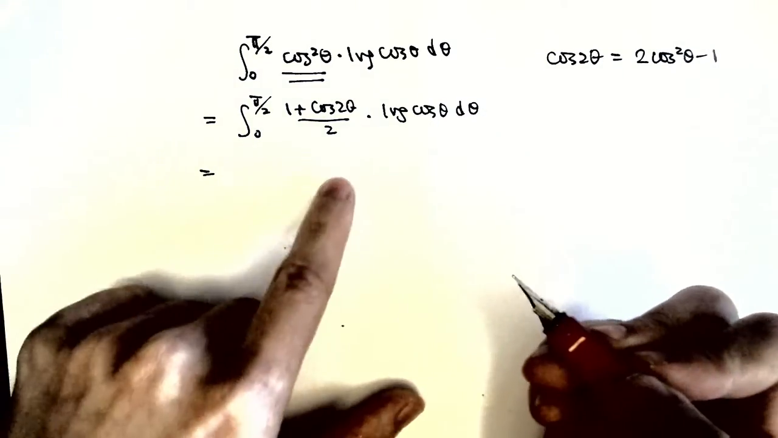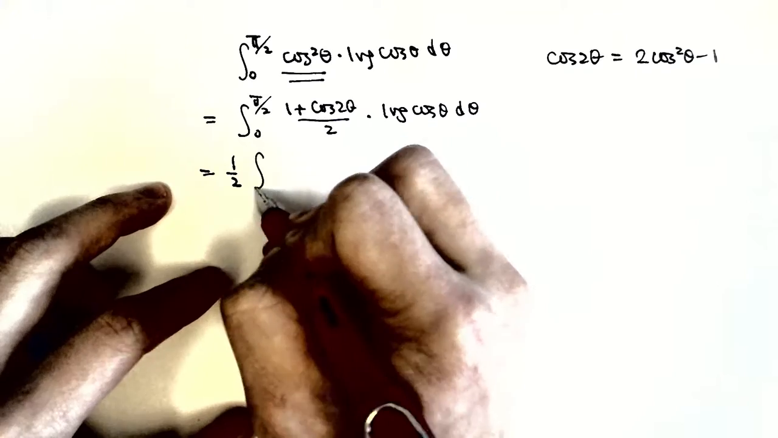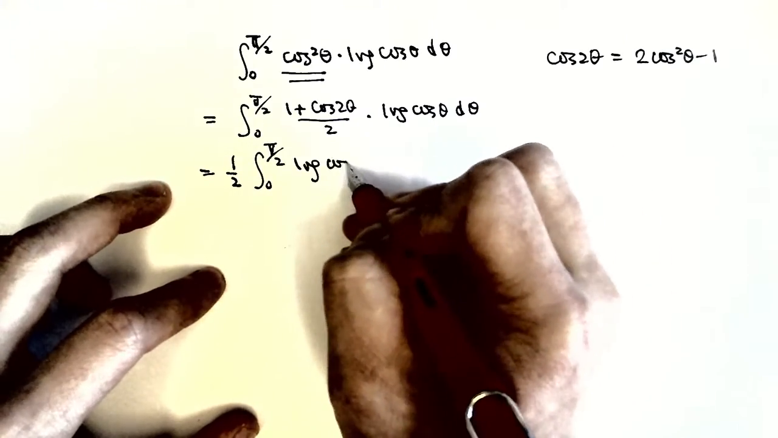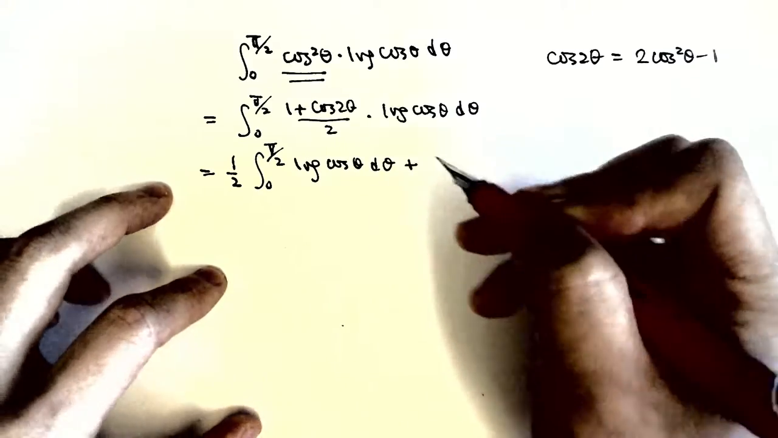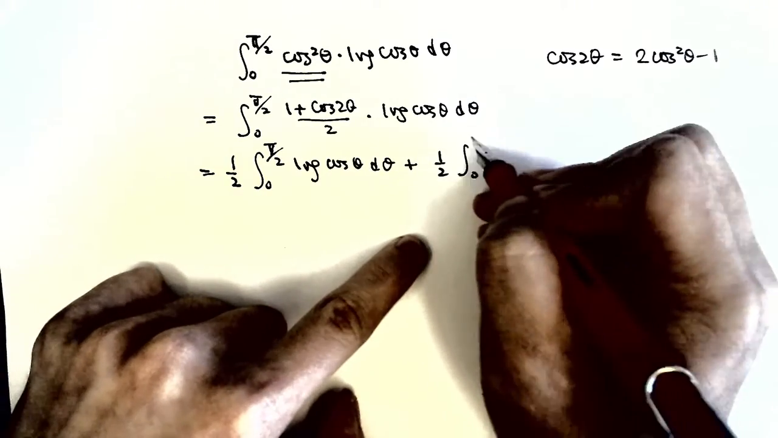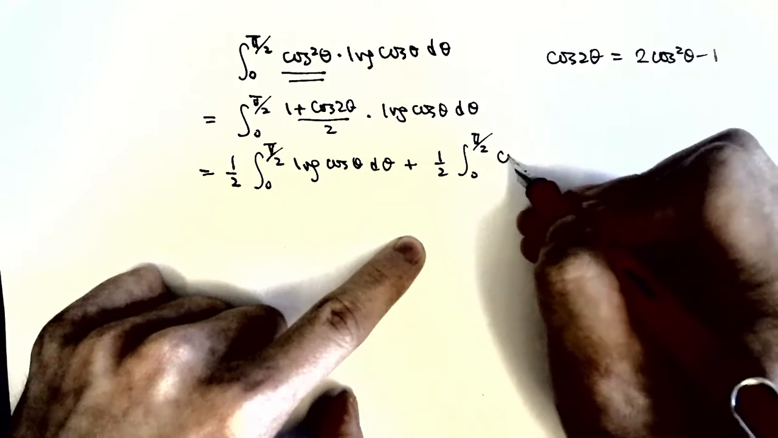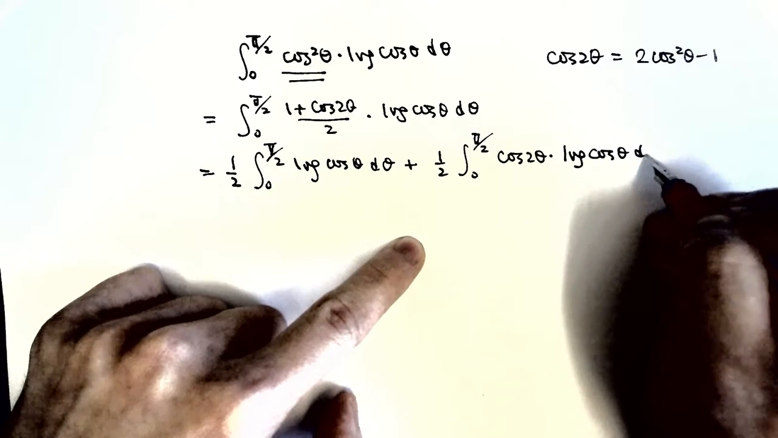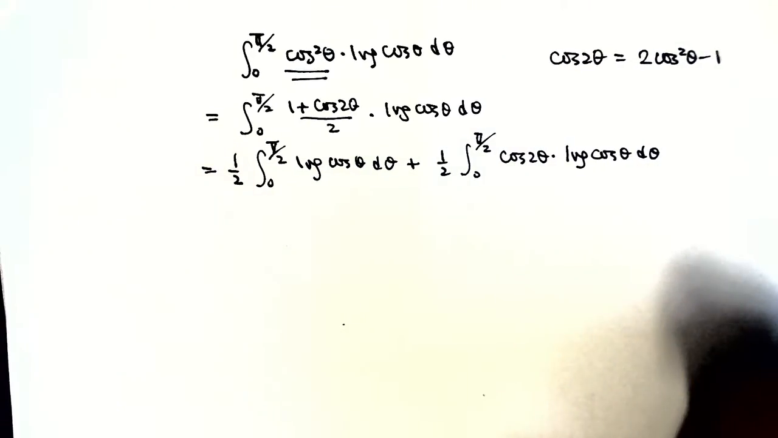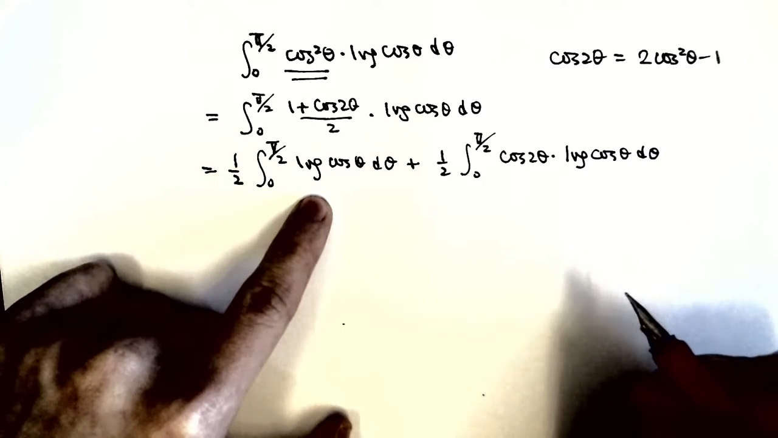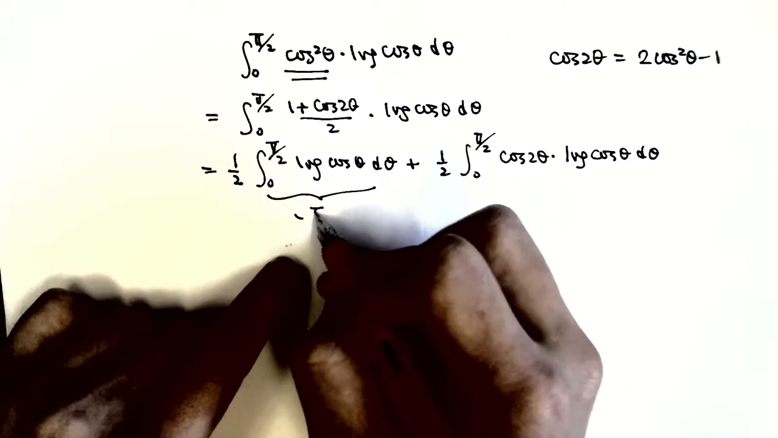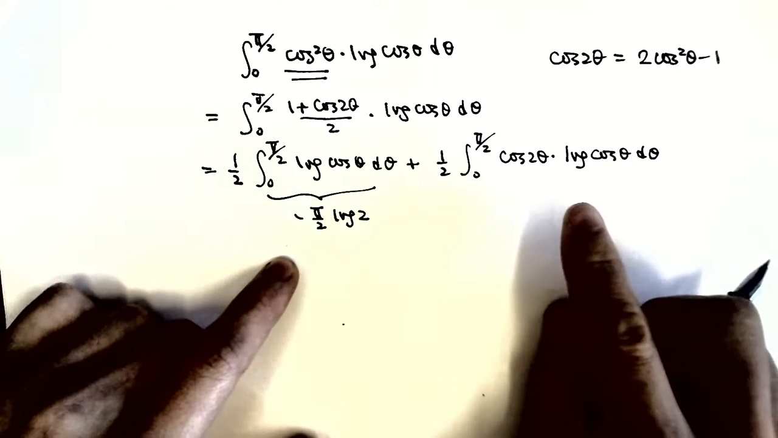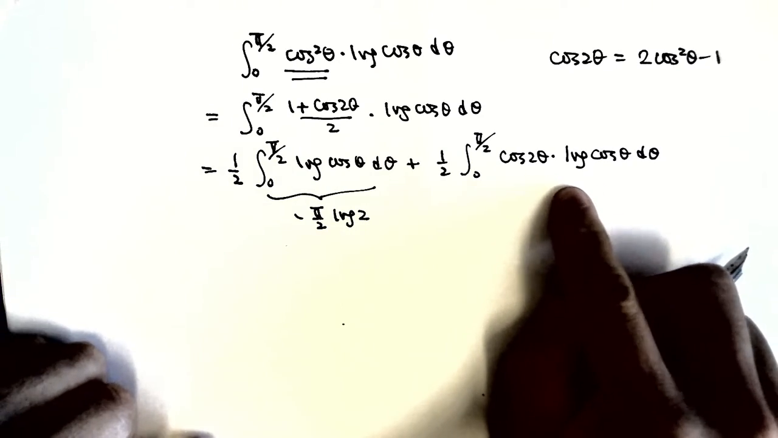Now we split the integral into two parts. The first part will be 1/2 integral from 0 to pi over 2 of log of cosine theta. And the second part will be 1/2 integral from 0 to pi over 2 again of cosine 2 theta times log of cosine theta d theta. We clearly make some progress here, because the first integral is just minus pi over 2 times log 2 by the previous result. So we will focus on the second integral.